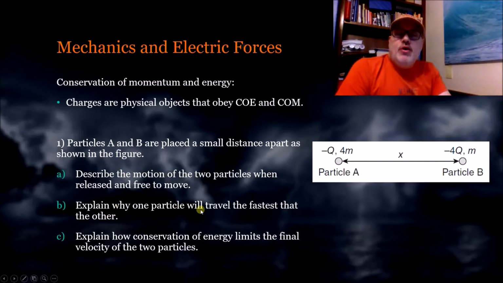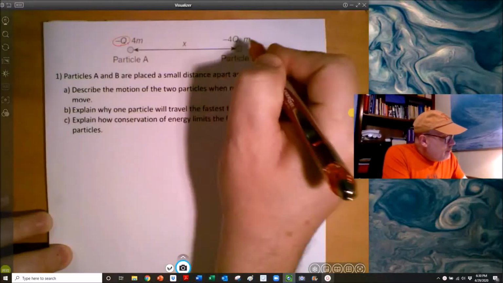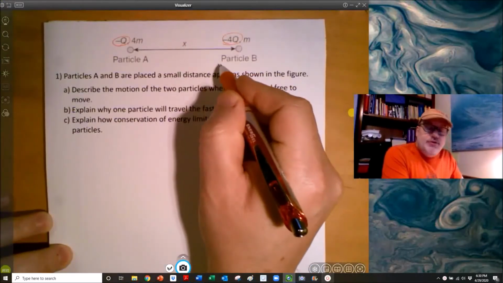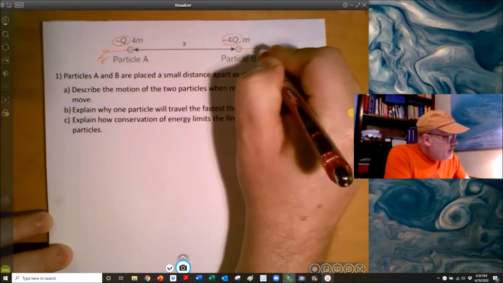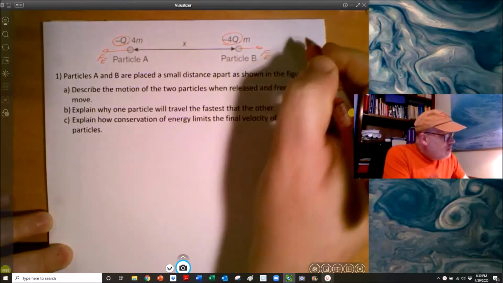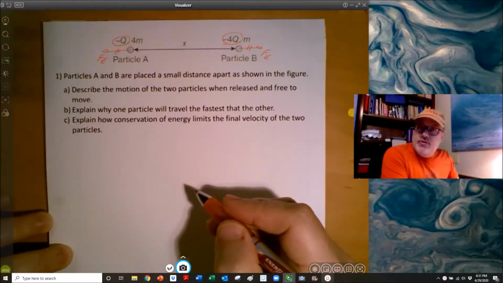Explain why one particle will travel faster than the other, and explain how conservation of energy limits the final velocity of the two particles. This is a problem where we're going to have to use both conservation of energy and conservation of momentum. All right, well, these two particles are both negative, so they're going to repel each other, and so they will get an electric force away, and these two will accelerate away from each other. That's the answer to part A.